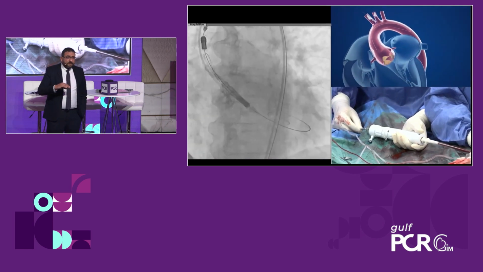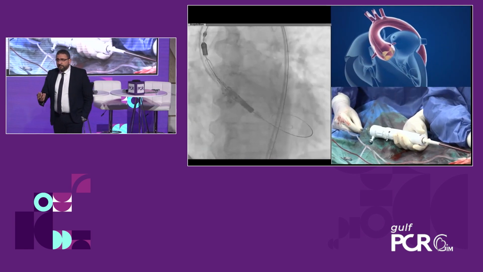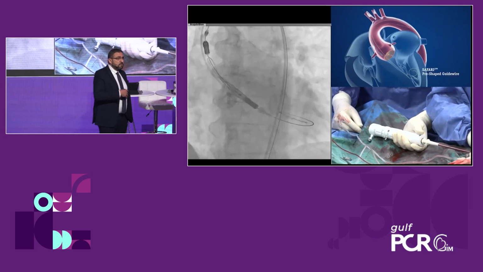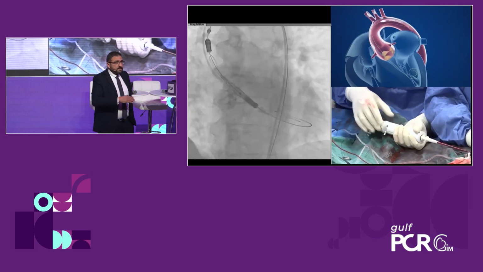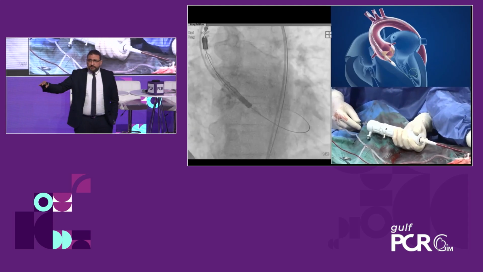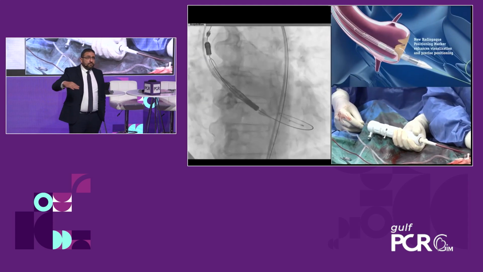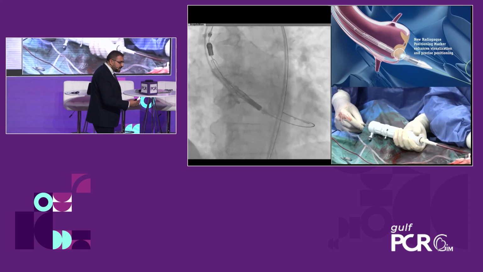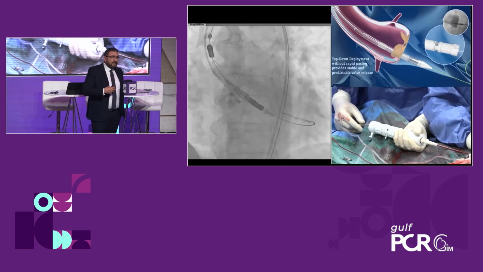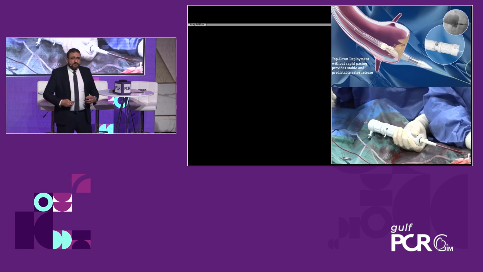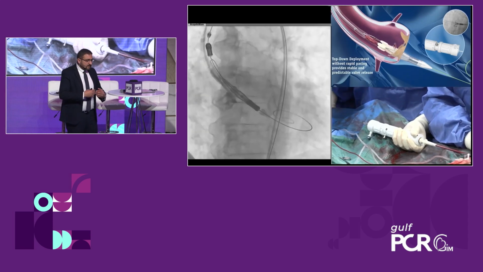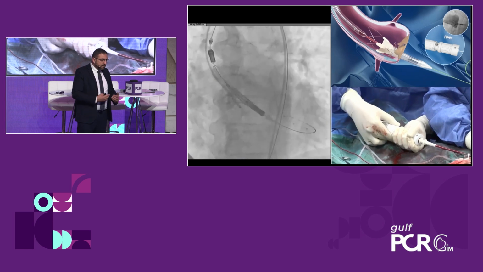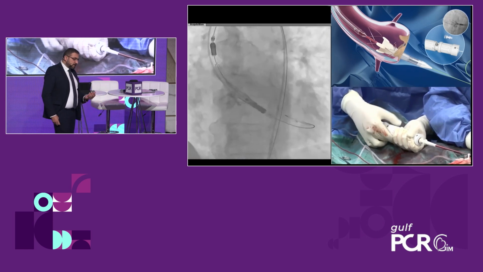The beauty of the ACURATE neo2 is what we call top-down deployment. It doesn't interfere with the hemodynamics of the patient, so the pressure of the patient is always maintained all through the valve deployment step. We don't need to do some sort of pacing. So even in patients who have heart failure, those patients who are critically ill and with borderline hemodynamics, it is a very beautiful valve that allows you to deploy the valve safely without any interruption of the patient's hemodynamics.